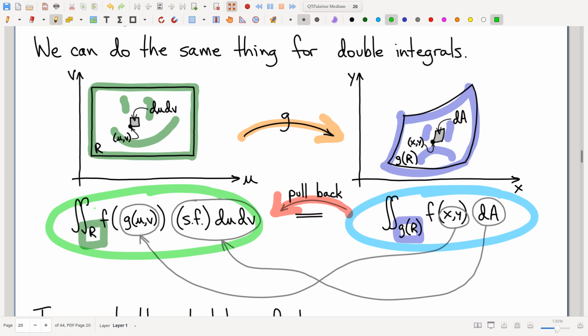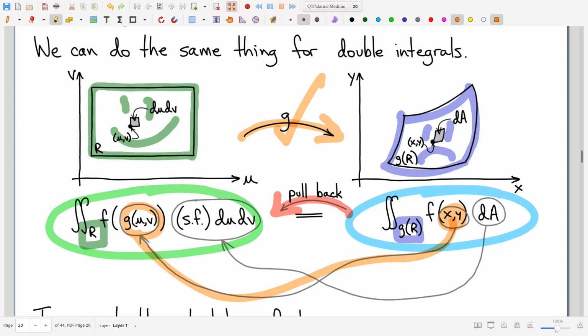Okay, so what do I do with this integral on the right? What do I do with the x and the y? Well, that's what G does. G literally gives me x and y explicitly as functions of my new variables u and v over there. So just write that down. X and y are literally functions of u and v.